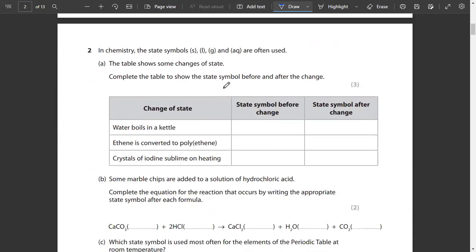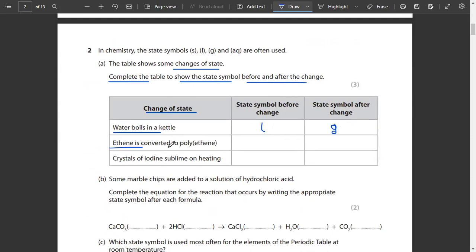In chemistry, the state symbols solid, liquid, gas, and aqueous are often used. The table shows some changes of state. Complete the table to show the state symbol before and after the change. Water boils in a kettle. What is the state symbol before the change? Water was boiling, it was liquid. When the water has boiled, what is the state symbol after the change? It would be gas.